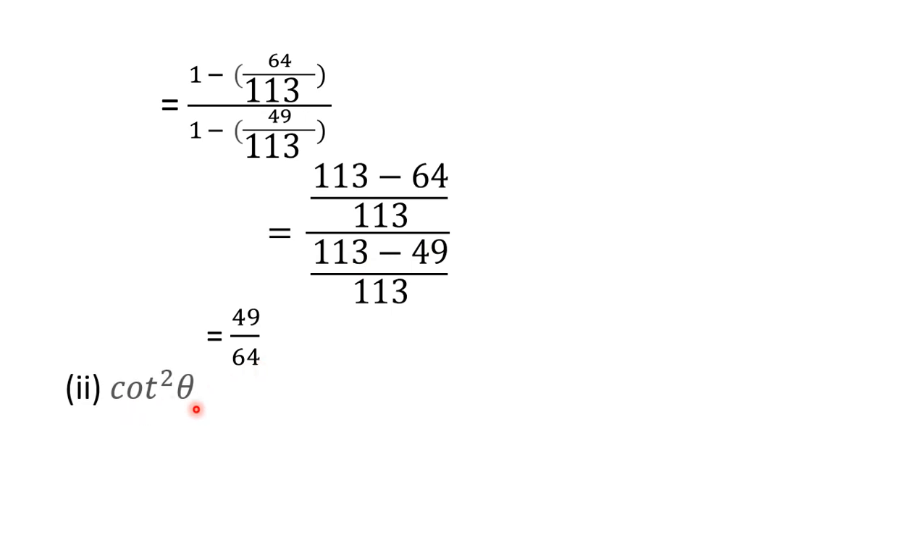Now for the second part, we have to find cot square theta. Cot square theta is (7 upon 8) whole square. So 7 square is 49 and 8 square is 64. So we get cot square theta is 49 upon 64.